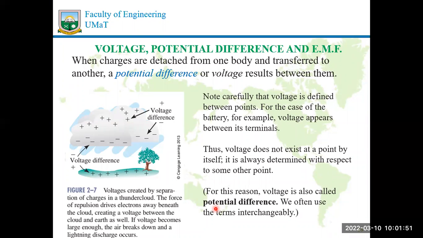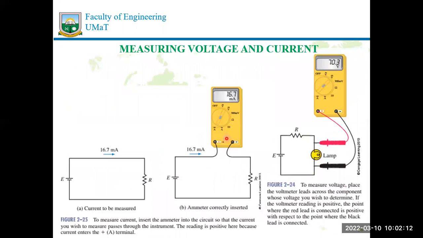So as I taught you earlier on, that's just a repetition. Another word for voltage is potential difference. Potential difference or EMF. Okay. So that's how we do measurement of voltages and current in a circuit.